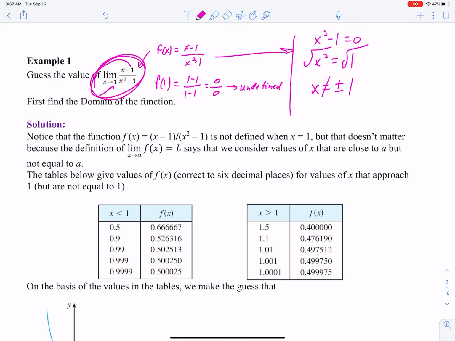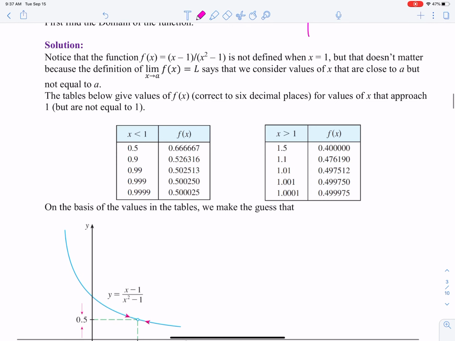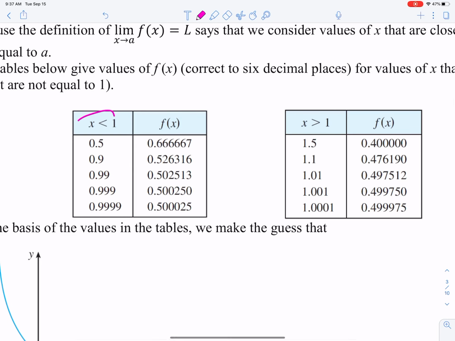So just like we did in the previous chart up above, right? So x less than 1, in other words, we're coming in from the left. Notice how we're getting infinitely close. We can just keep throwing 9s after that decimal, and we'll see that's just going to throw more zeros in here. So we can see this limiting value is probably approaching 0.5. But let's check it from the other side.